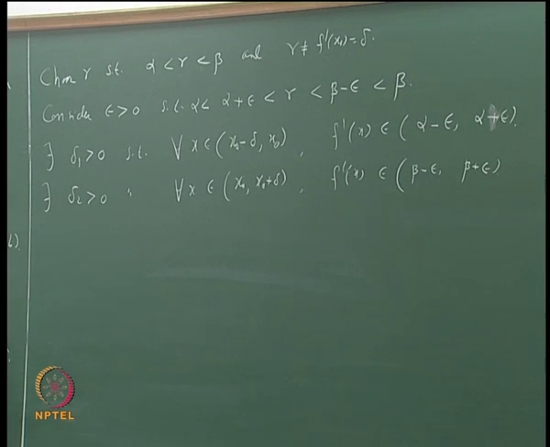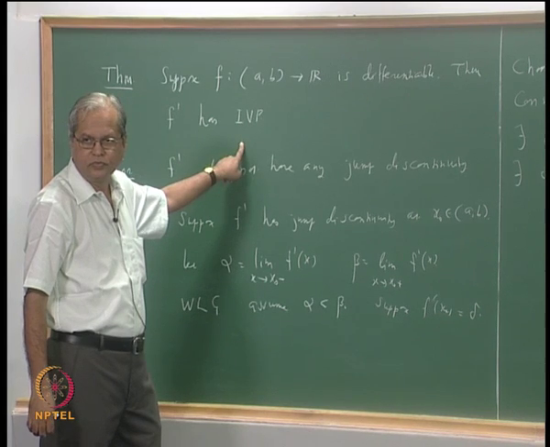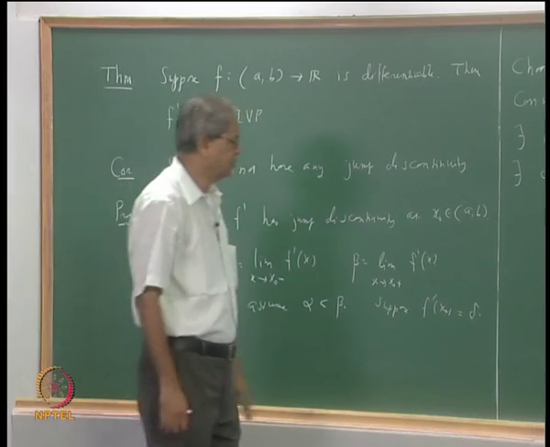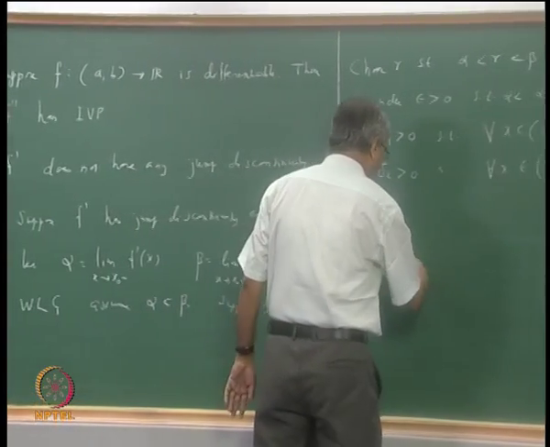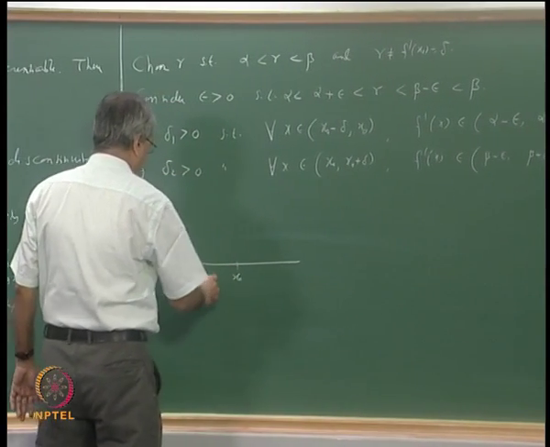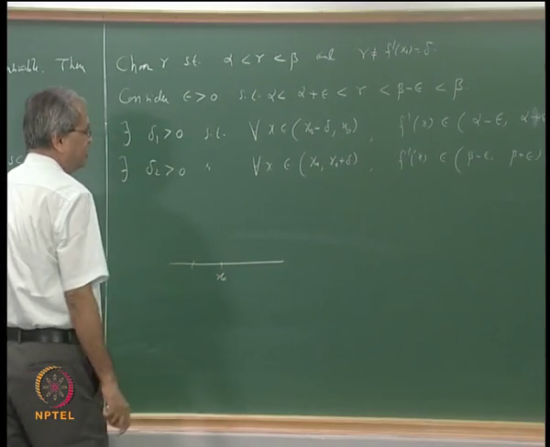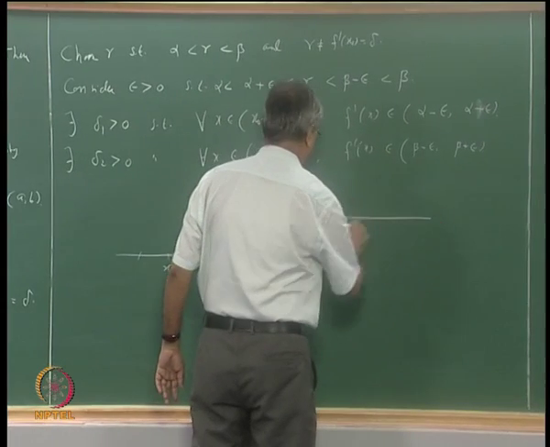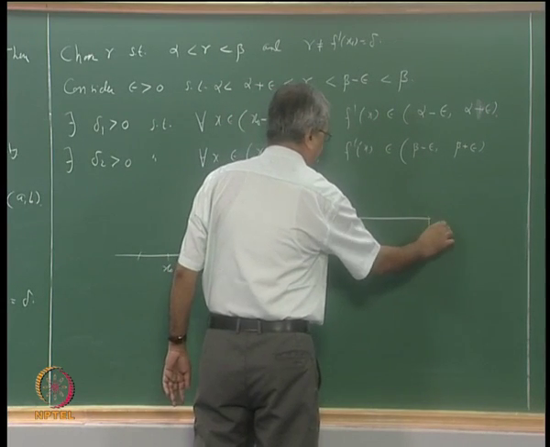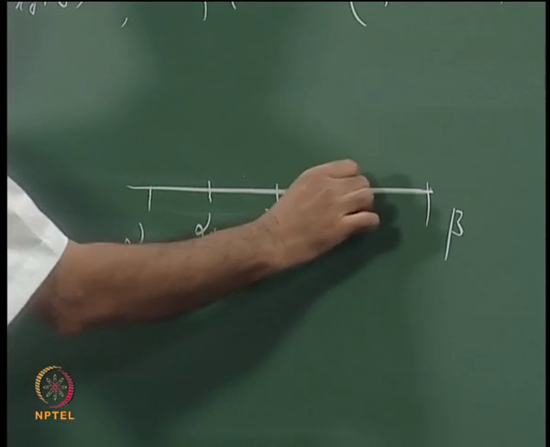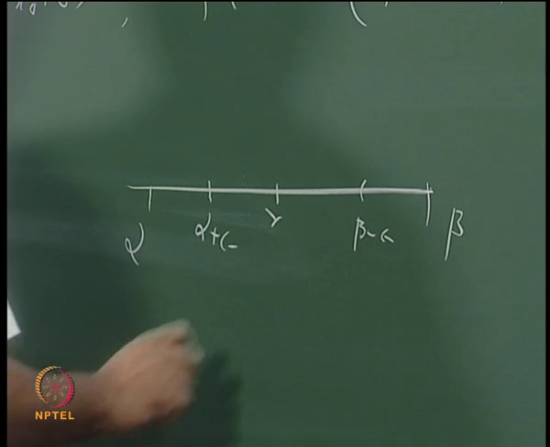Can you see that this contradicts this intermediate value property? See what is happening here. You have this x naught, and let me draw this alpha and beta. So this is alpha, this is beta, this is gamma, and this may be alpha plus epsilon and this may be beta minus epsilon.